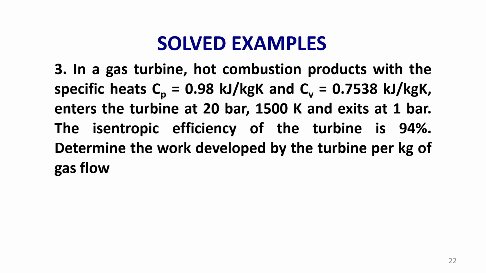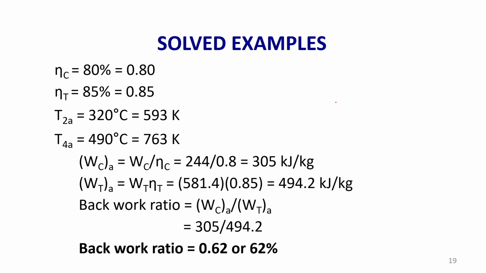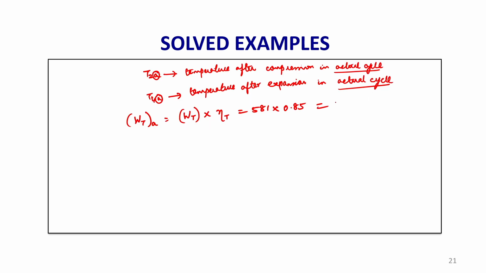So that is 0.85. So you will get the value 494 kilojoule per kg. So everything we are calculating for 1 kg of the working fluid.